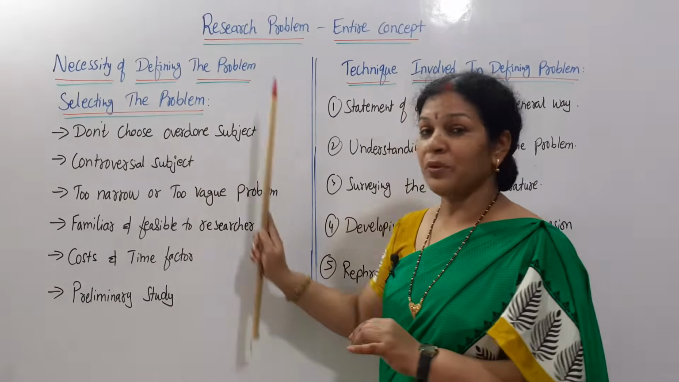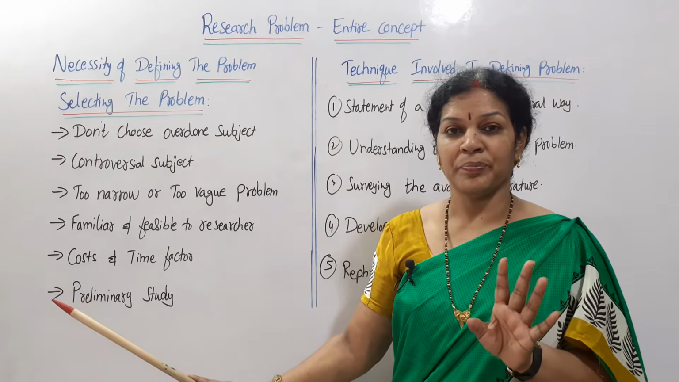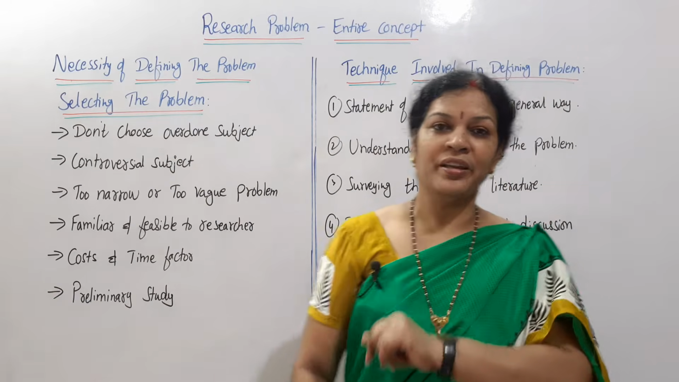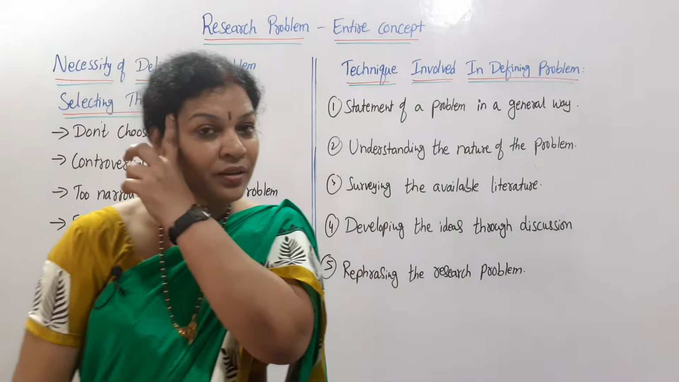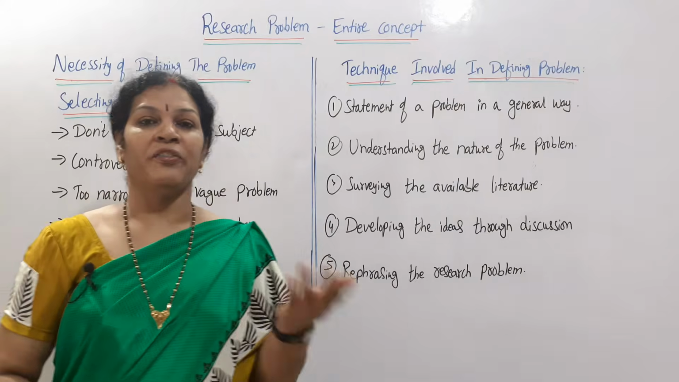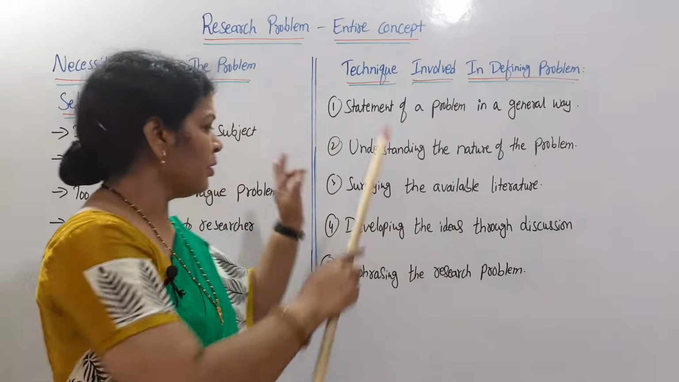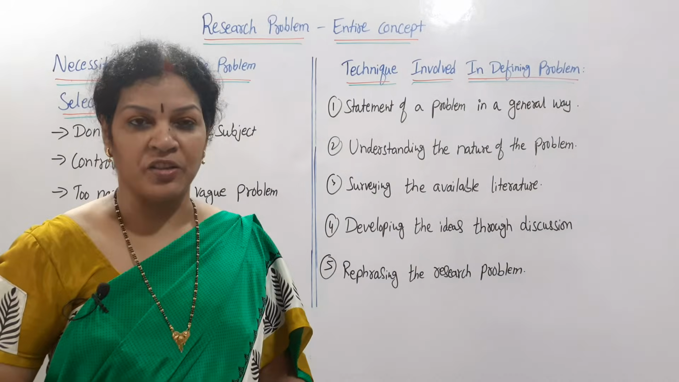Now if you have selected the proper problem, the next thing is the techniques involved in defining a problem. So what techniques do we have to use while defining a problem? In total, 5 points you have to remember, 5 techniques you can say.